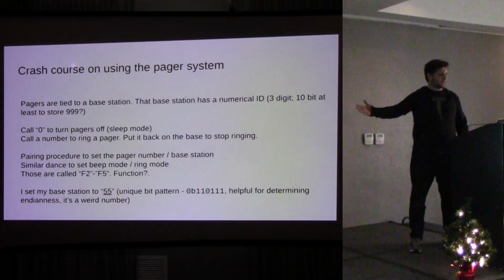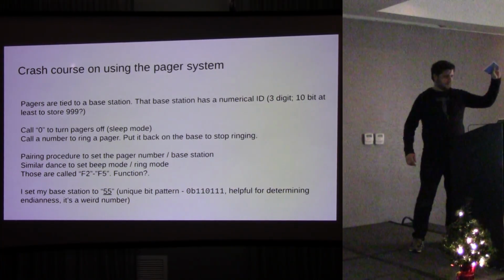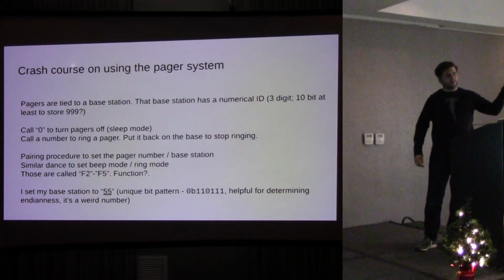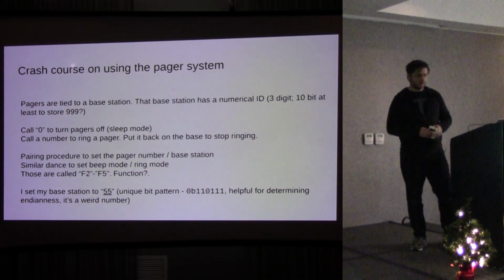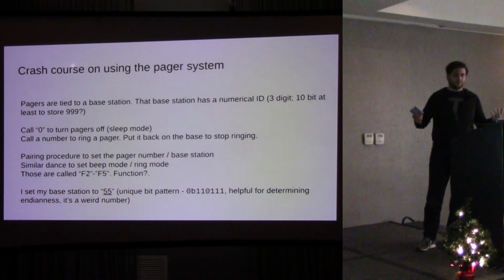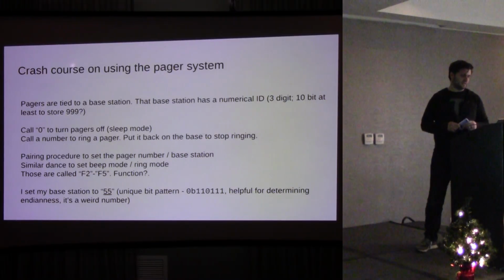First of all, pagers are tied to a base station. This is a base station. It's a little box. The base stations have a unique ID, hopefully unique ID, that is 3 digits long, so up to 999. Right off the bat, some of you might be doing the math on that. It's 10 bits to store that number. So anything over 10 would store the base ID.